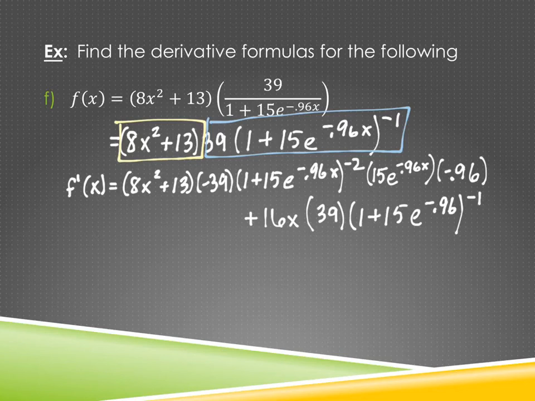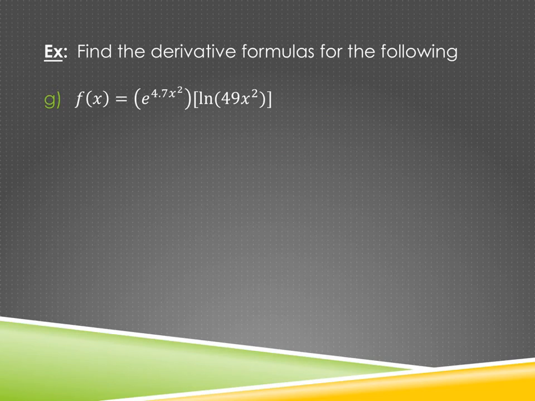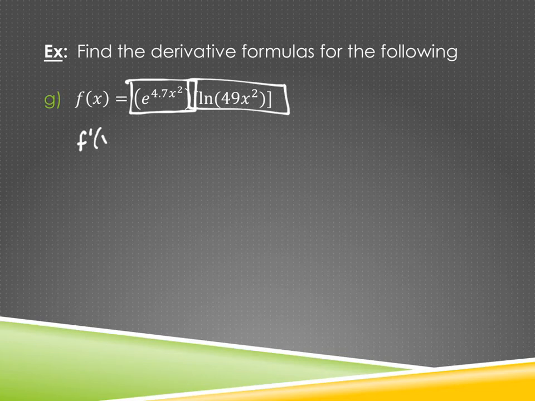Oh, there's actually 2 more after this, aren't there? We went to H today, I think. Okay, this one has a natural log part of it too. It's still a product rule. We've got 2 pieces, here and here. So what is the first step?